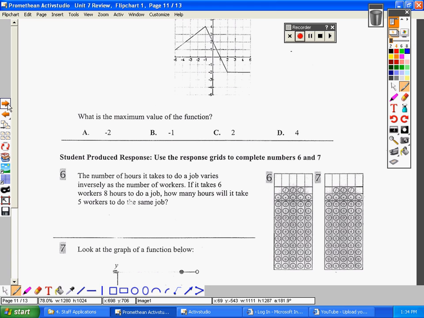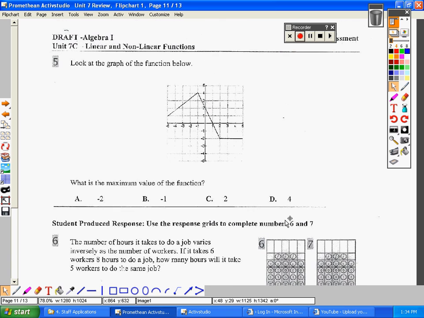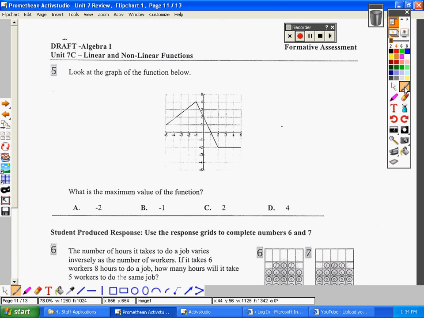Number 5, what is the maximum value of the function? That would be this right here. So it would be the height of it, which would be 4.